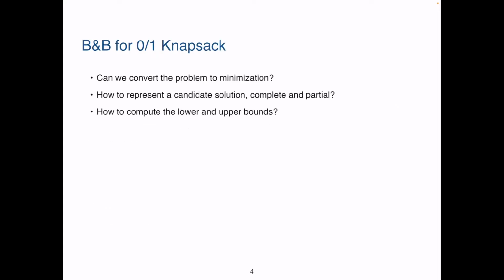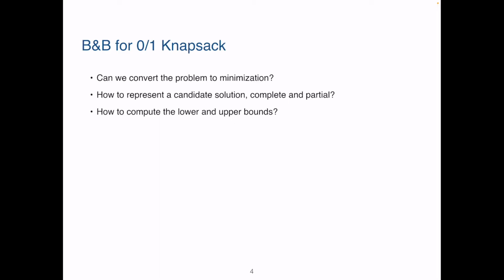In order to provide a branch and bound solution to the 0-1 knapsack problem, we need some preparation. First, the framework of branch and bound we have seen so far works for minimization problems. However, the knapsack problem is a maximization problem. How can we convert it? Second, to create branches of partial solutions, we need to figure out a representation of a candidate solution. It needs to be a sequence of decisions. So when we use branch and bound, we can extend a partial solution one decision at a time. Third, how can we compute the lower and upper bounds of each partial solution?